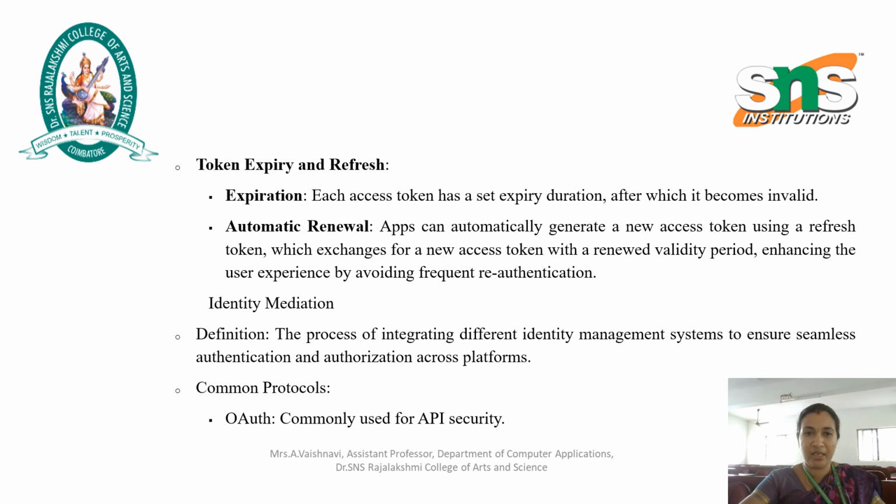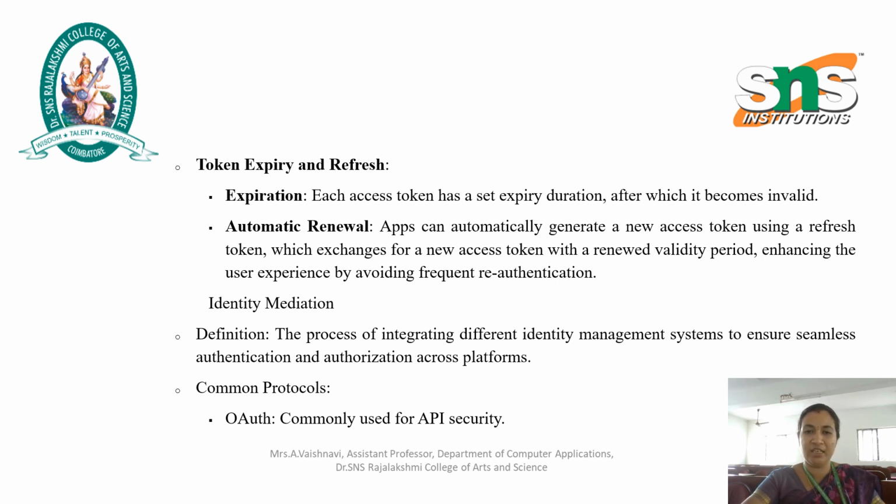Token expiry and refresh. Expiration: each access token has a set expiry duration after which it becomes invalid. Automatic renewal: an app can automatically generate a new access token using a refresh token, which is exchanged for a new access token with a renewed validity period, enhancing the user experience by avoiding frequent re-authentication.